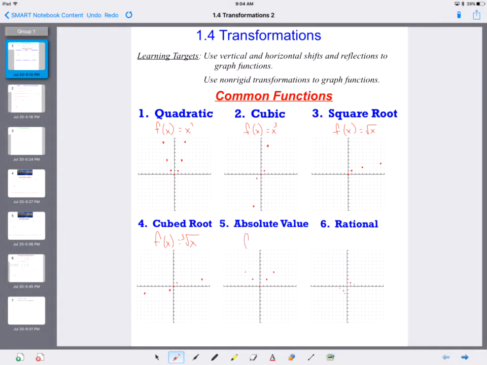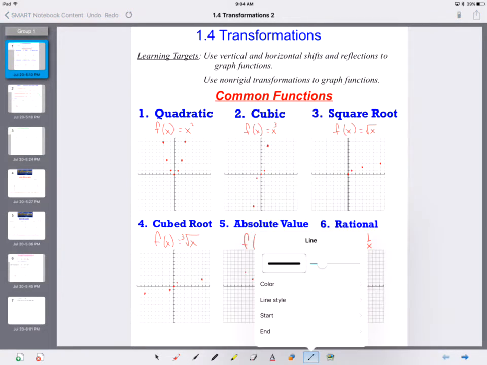Absolute value, f of x equals the absolute value of x. So when you plug in any number there, that's once again your most basic absolute value. You plug in any number, you're going to get the positive of that back. And then rational, this is where we're eventually going to get to. I'm not going to worry about too many transformations of rational, but it is 1 over x, so you do have this restriction.